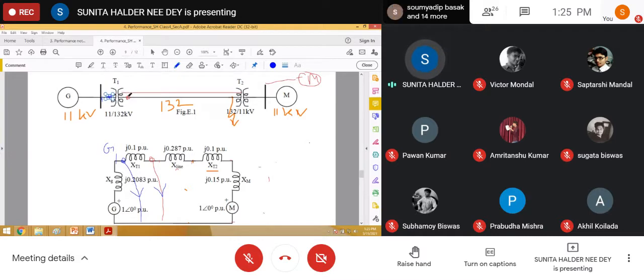Then next is the transformer. Instead of writing G, write it as A. This point is B. Then in between A and B, there is the transformer. The transformer has a reactance of 0.1 per unit. So we shall draw that one. In between B and C, there is the transmission line, so we must draw the transmission line there. In between C and D, there is transformer 2, so we shall put the transformer 2 reactance.